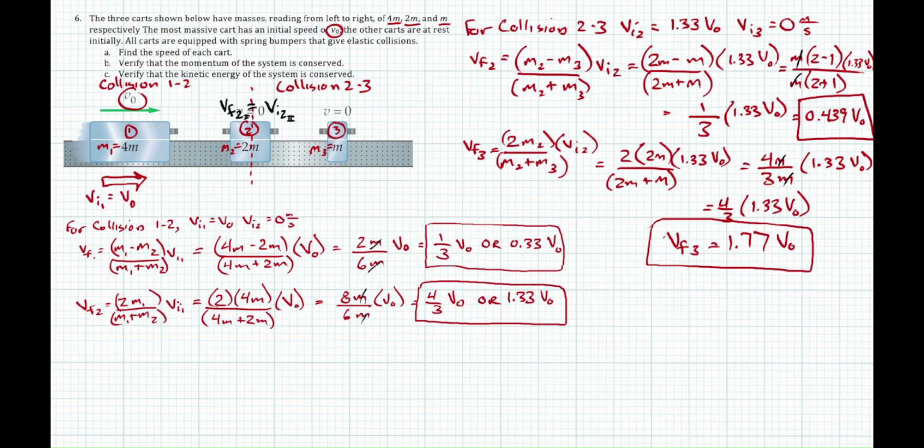So I hope this method has at least given you an idea of the importance of making sure your subscripts and all your labels are correct. But here we have finished up part A right here. Find the final speed of each cart after each collision. There you go, part A.